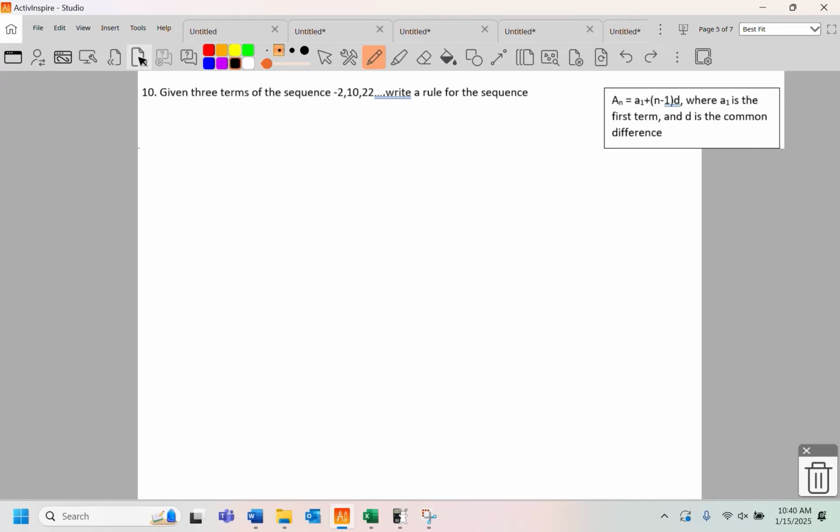10. Given 3 terms of the sequence, write a rule. Sequence is negative 2, 10, and 22. You haven't done this in a while, but you're supposed to write a rule for the sequence. And I'm nice enough that I have given you the formula. This will be your first term, a sub 1. Your difference is going to be 10 take away a negative 2, which is 12. That's the difference between those two parts. And we're just going to feed this formula. The nth term is the first term, negative 2, plus n minus 1 times the difference of 12.